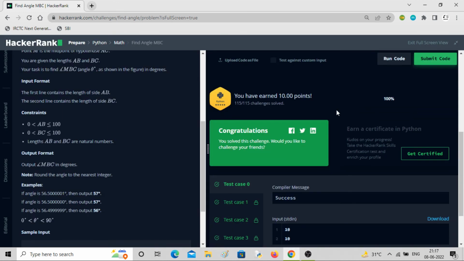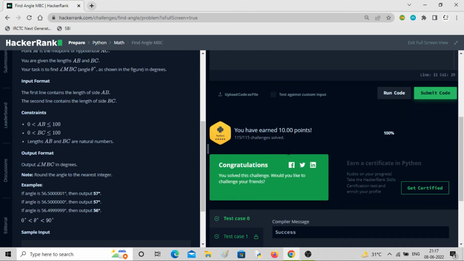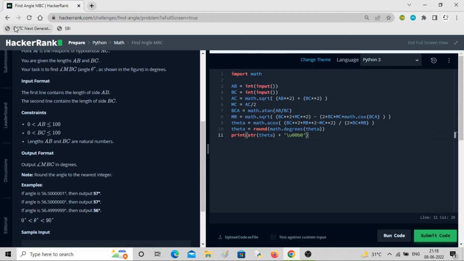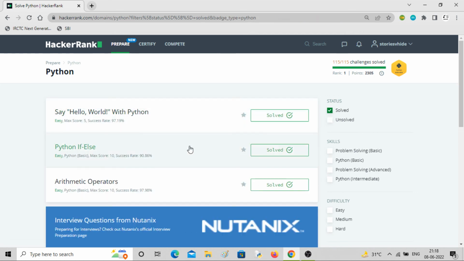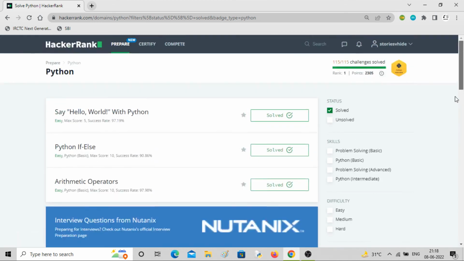Okay, so that was it. Whatever I did here, I have explained to you on the board, so the same thing I have written here. Okay, so simple as that. So all the test cases are passed and we are finished with all the challenges, 115 out of 115. You can go back and see, there are no unsolved challenges. So we have finished and solved. If you see, these are the solved ones, all are solved.